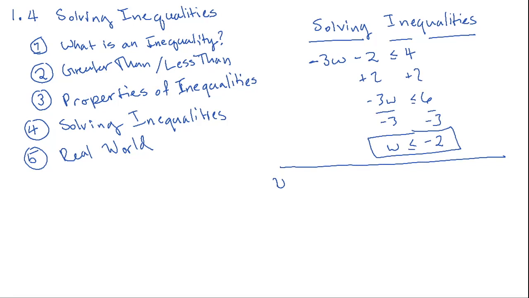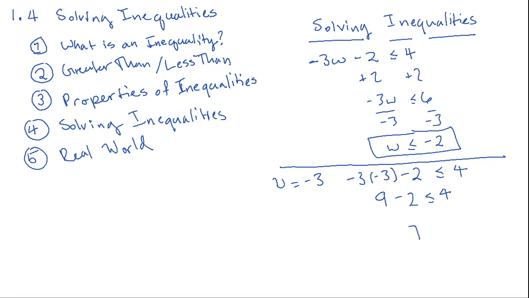So let's suppose, let's get rid of the case where W is equal to negative 2. Let's suppose that W is actually less than negative 2, and the easiest number I can think of that's less than negative 2 is probably negative 3. So let's try that. If W is equal to negative 3, then I'm going to have negative 3 times negative 3 minus 2 less than or equal to 4.